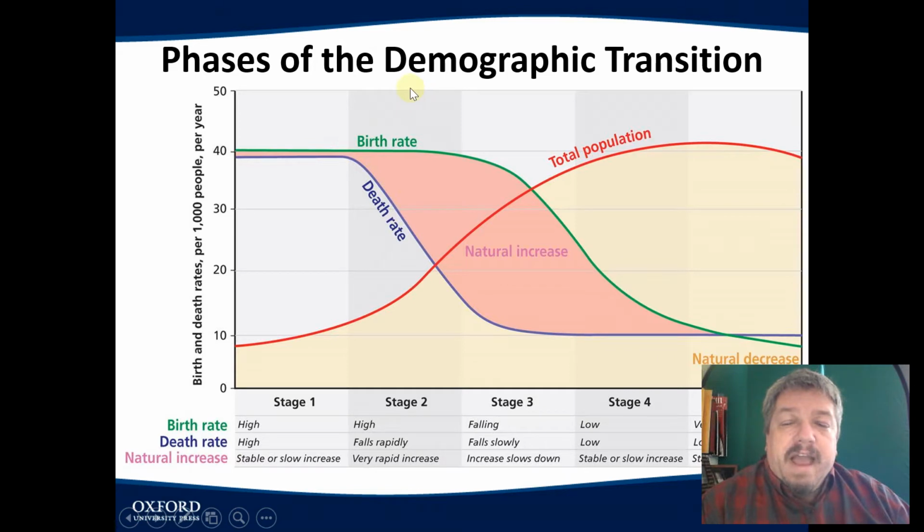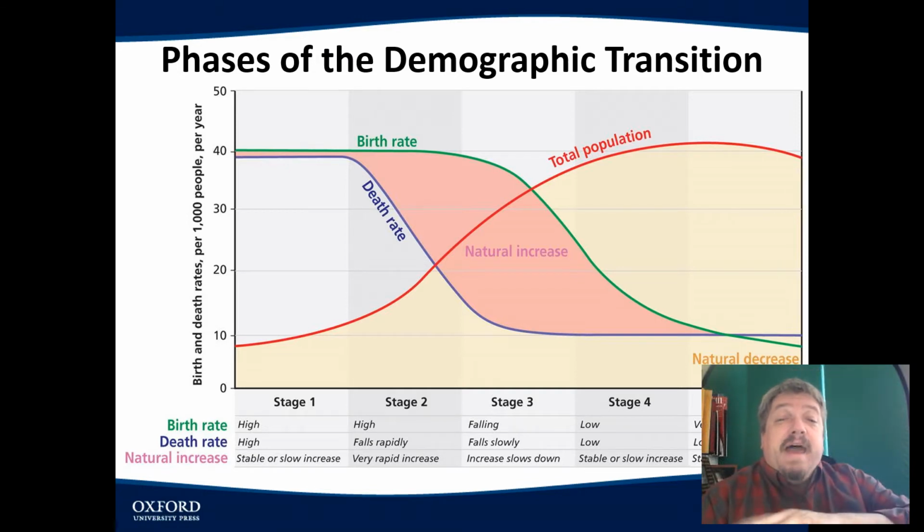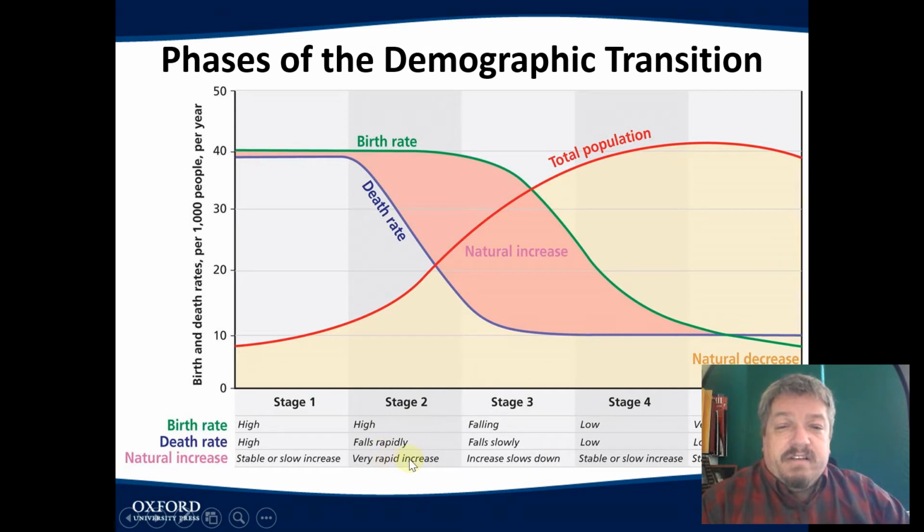So here, maybe we'll say in the year 1850, we start seeing sewers, we start seeing better health. By the 1890s now, the birth rate is still 40 per 1,000, but now the death rate is only 20 or 25. And so if you have more people being born than dying, your population begins to increase. And the population of the United States in the 1850s does dramatically begin to increase. So stage 2, very rapid increase.